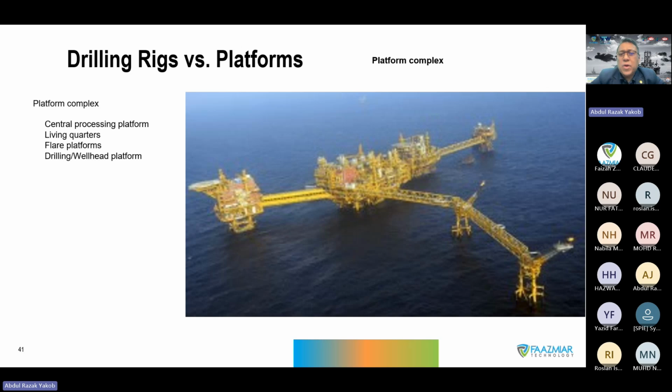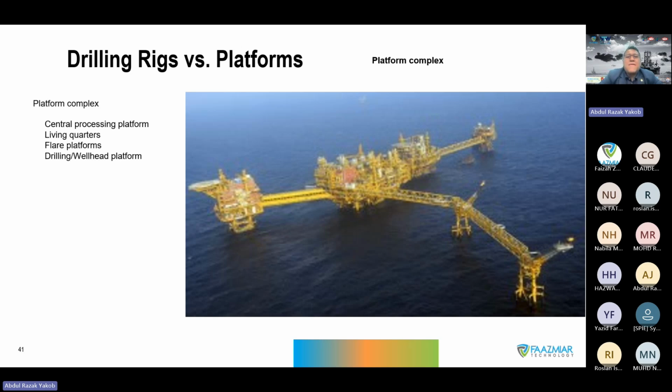So this is what we call a platform. Do I see a rig over here? No, I do not see a rig. I do see a lot of cranes, but this is a complex. It has a central processing platform, it has living quarters, it has the flare platform that you see over here, and also a drilling wellhead platform. And I think probably towards the end over here.